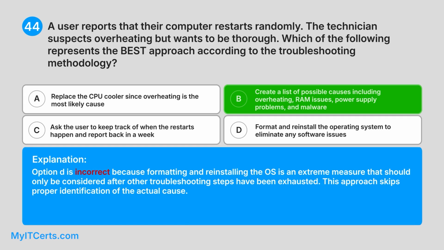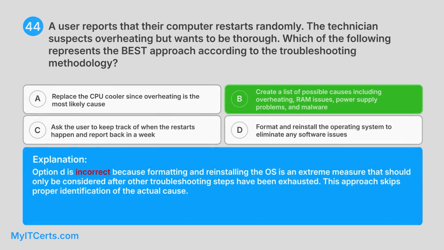Option D, format and reinstall the operating system to eliminate any software issues, is incorrect because formatting and reinstalling the OS is an extreme measure that should only be considered after other troubleshooting steps have been exhausted. This approach skips proper identification of the actual cause.